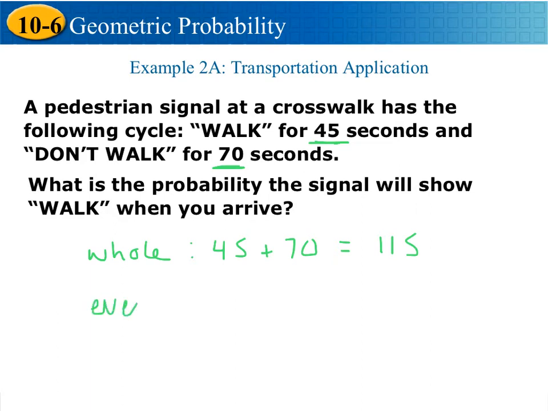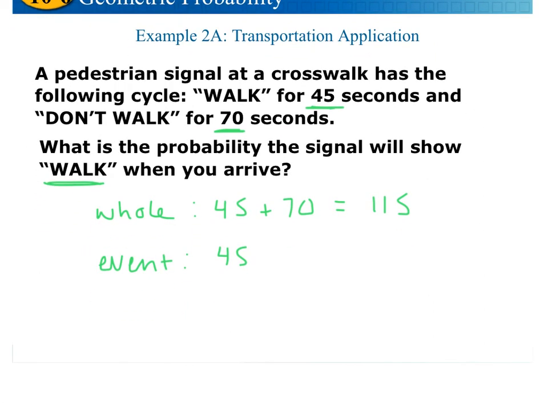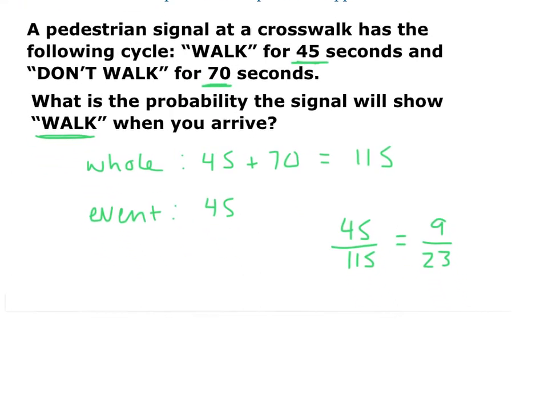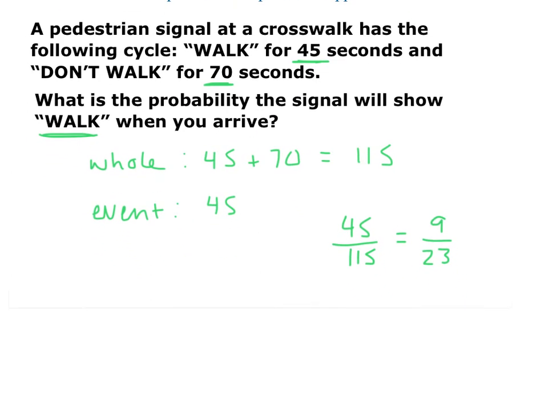Our event, so what we're looking for, is when it says walk. So our event is going to be 45. So to find the probability that the signal will show walk, we just do 45 divided by 115. We can simplify this by dividing 5 on both sides, on the top and the bottom, so we get 9 divided by 23. So our probability that the signal will show walk when we arrive is 9 out of 23.